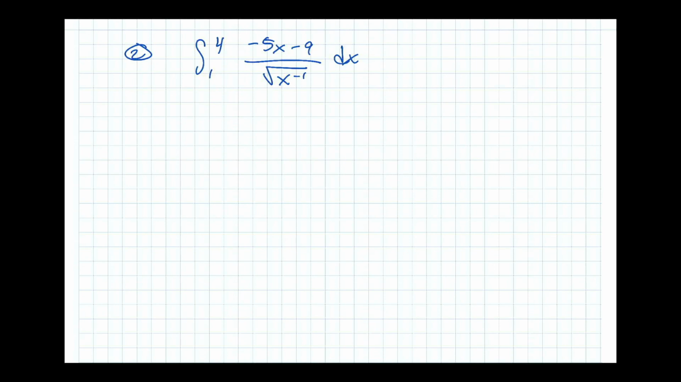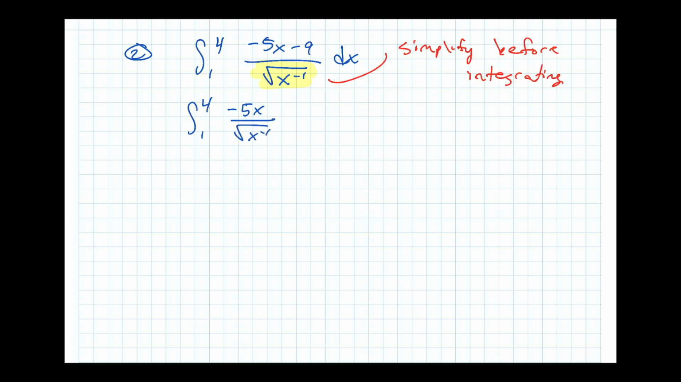Okay, so conceptually, this is no different than the previous problem. The difference is that with this denominator here, you're going to have to simplify before you try to integrate. So simplify before integrating. And let's go ahead and do that. So what you would do is you would take this integral from 1 to 4 of -5x over square root x to the -1, minus 9 over square root x to the negative 1.